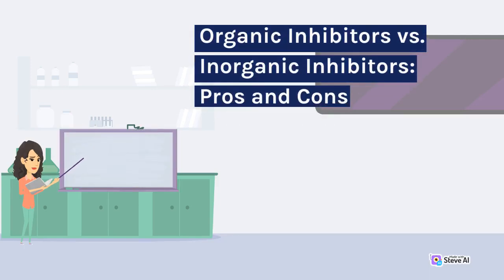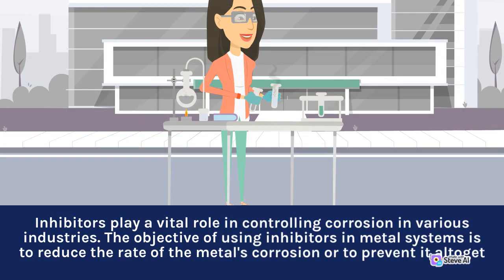Organic inhibitors versus inorganic inhibitors, pros and cons. Inhibitors play a vital role in controlling corrosion in various industries. The objective of using inhibitors in metal systems is to reduce the rate of the metal's corrosion or to prevent it altogether.